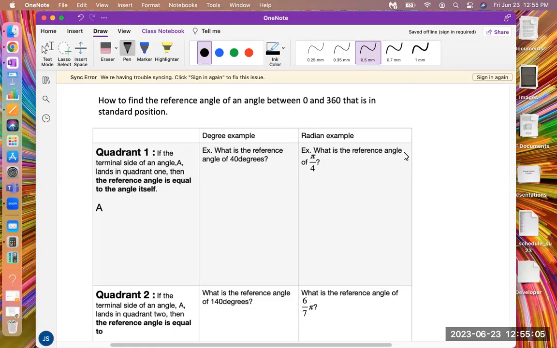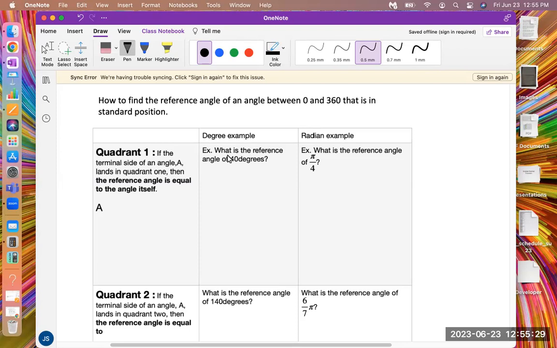How to find the reference angle for an angle between 0 and 360 that is in standard position. If the terminal side of the angle lands in quadrant 1, then the reference angle is just the angle itself.